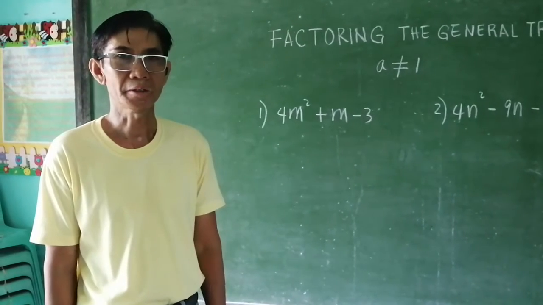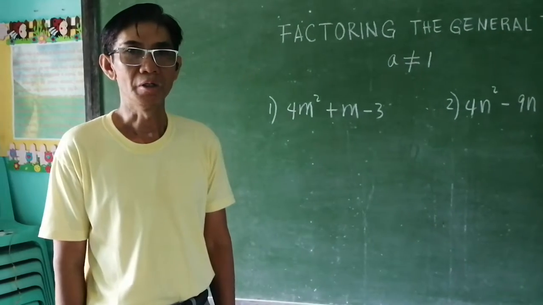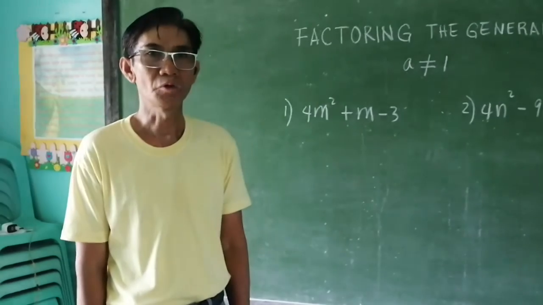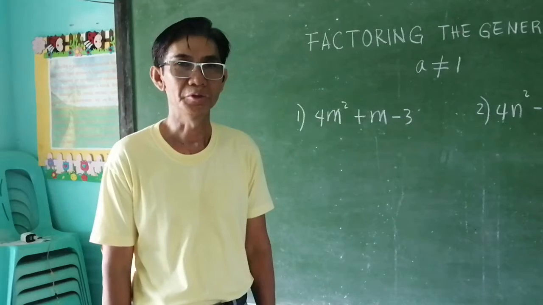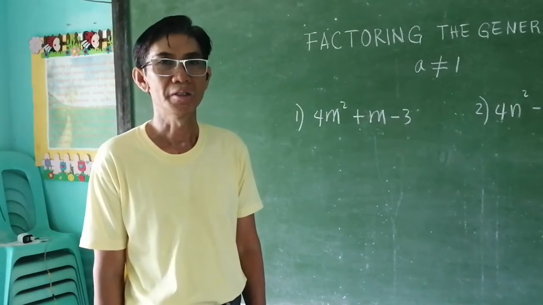But before we start, we have a Bible text in Philippians 4:13. I can do all things through Jesus Christ who gives me strength.